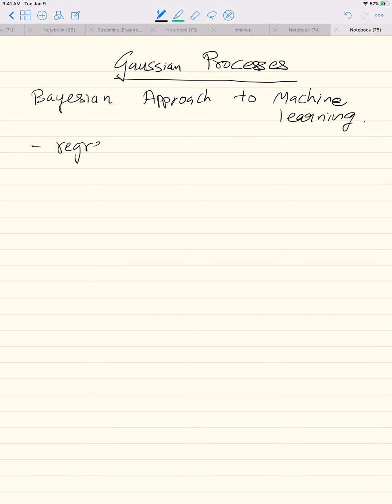So in the rest of today's lecture, we will introduce the concept of Gaussian processes. The key idea is that this is a Bayesian approach, the popular Bayesian approach to machine learning, which we have not discussed much, but I just wanted to introduce it in the light of some recent developments in neural networks and so on.